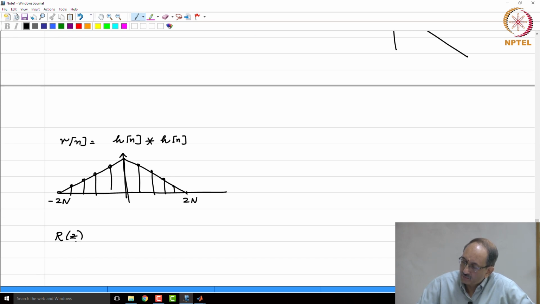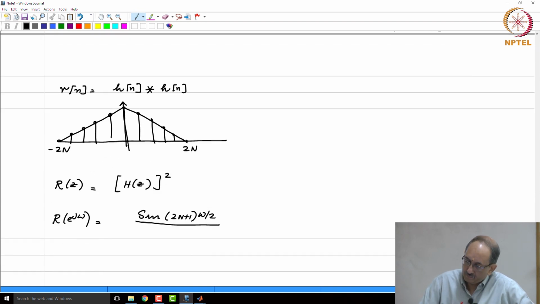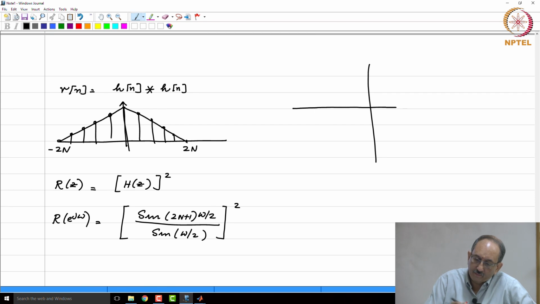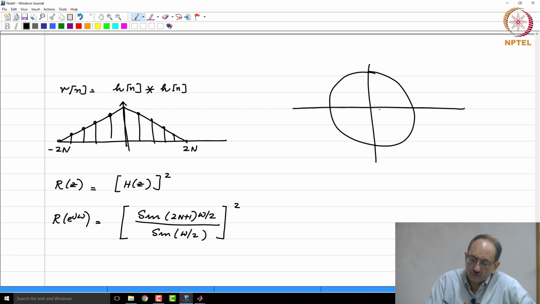And as far as R of z is concerned, this is nothing but H of z whole squared, and the corresponding frequency response is sine of (2n plus 1) omega by 2 by sine omega by 2, whole squared. If you now plot the pole-zero plot, of course, there will be a certain order trivial pole, and then you will have zeros on the unit circle, but the difference in this case will be that, what can you say about the zeros?